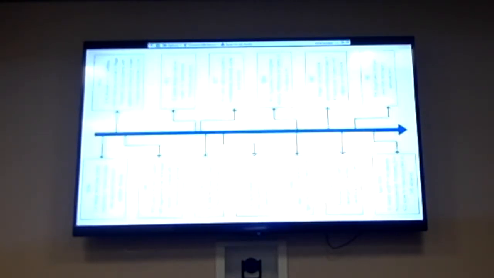All right, exactly. So this is just a timeline of the progression of cytoreductive surgery.